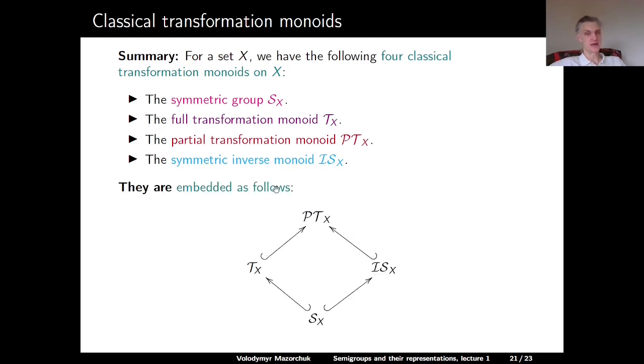And these monoids are embedded as follows. S_X is the smallest one. That's a submonoid of both T_X and IS_X, which are not embedded into each other, so they're unrelated. And all these monoids are submonoids of PT_X.